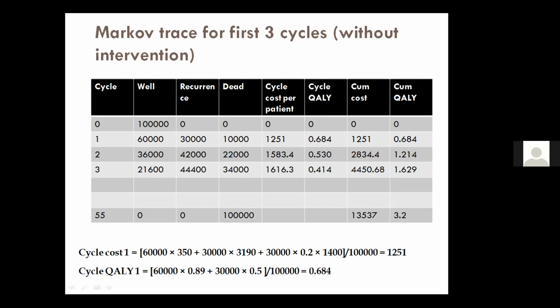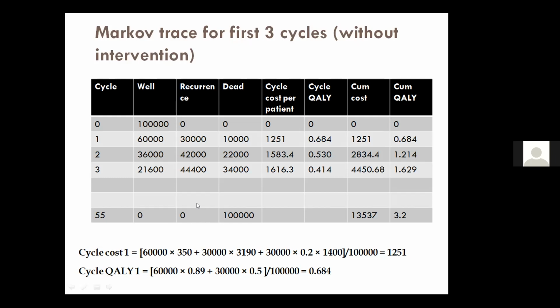Now you have to calculate the cycle cost per patient. How do you calculate? It is given at the bottom. Remember that it is 350 if you are well, 3,190 if you are in the recurrent stage, and 20% require palliative care. So that's an extra cost. 20% of the recurrence will require that. Look at the bottom, cycle cost 1, 350.